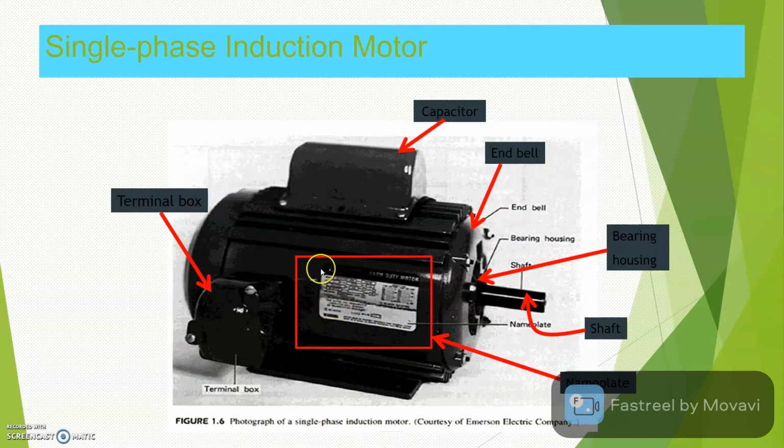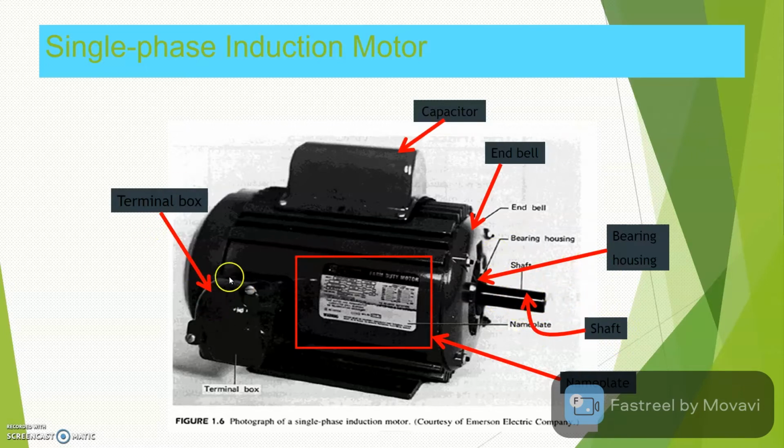Usually the induction motor will have a nameplate. Based on the nameplate, you can see the characteristics of the motor. This is the capacitor, and the rotor has a shaft. The shaft will be connected to the external load.